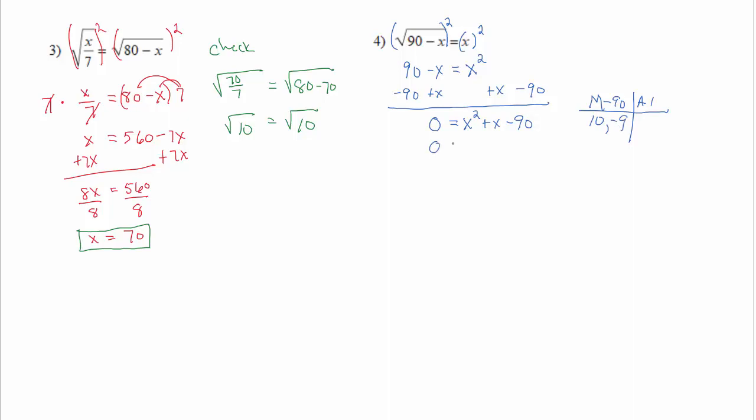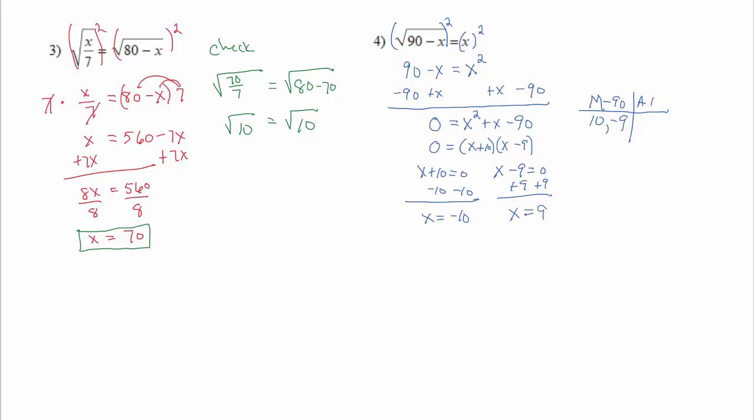So we can factor this into x plus 10 and x minus 9. We have two factors that if we multiply them equal 0. So we can now set each one of those equal to 0 and solve them independently of each other. So if we subtract 10 here, we get x equals negative 10. And if we add 9 here, we get x equals 9.